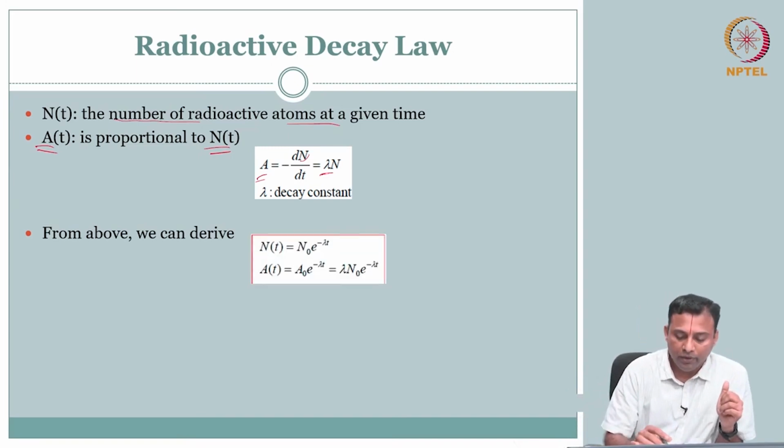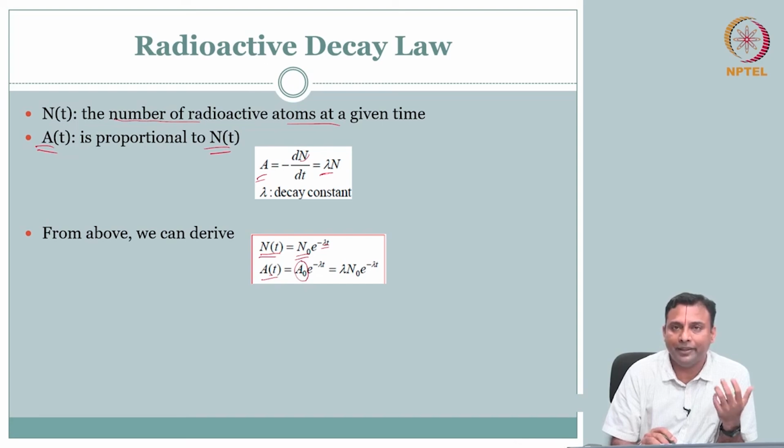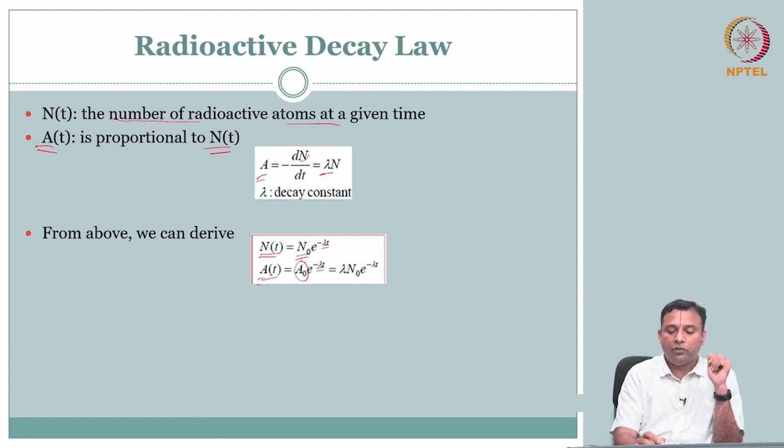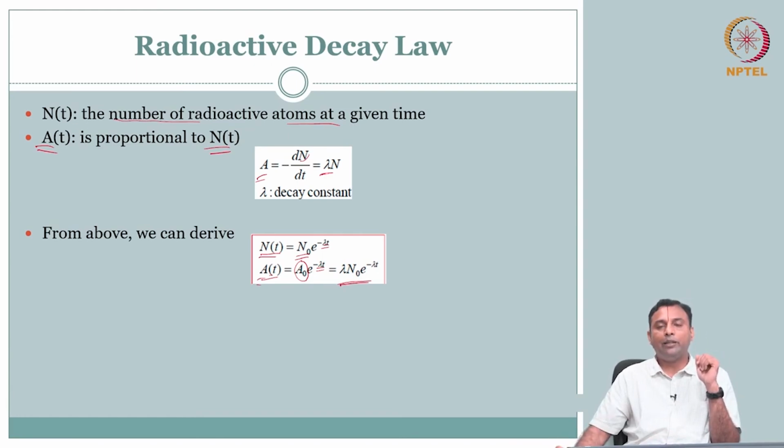From here we can talk about N of t equal to N naught, from your boundary condition, whatever was there at t equal to 0 when you started, times e to the power minus lambda t. So here also you have an exponential decay model. Your A of t is the activity you start with at t equal to 0, and then it decays with a constant lambda, and therefore A of t equals lambda N naught e to the power minus lambda t.